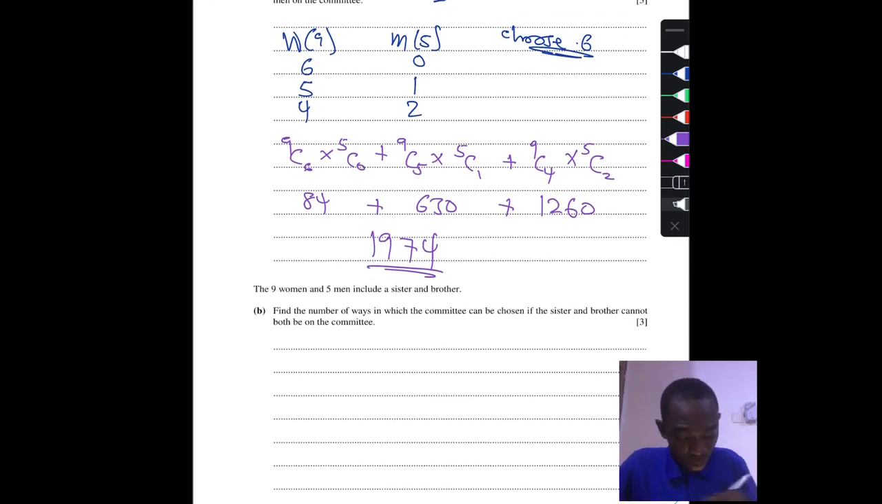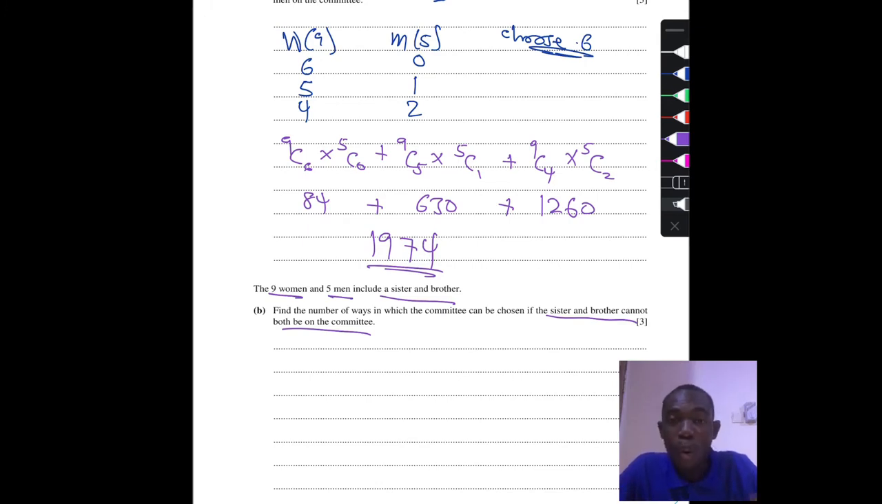Then the B part says the 9 women and the 5 men must include a sister and a brother. Okay, same committee going to select 6. Now you must include a sister and a brother. Find the number of ways that the committee can be chosen if the sister and the brother cannot both be on the committee. Okay, they cannot be there. Now you must understand what is happening. The 2 cannot be there.